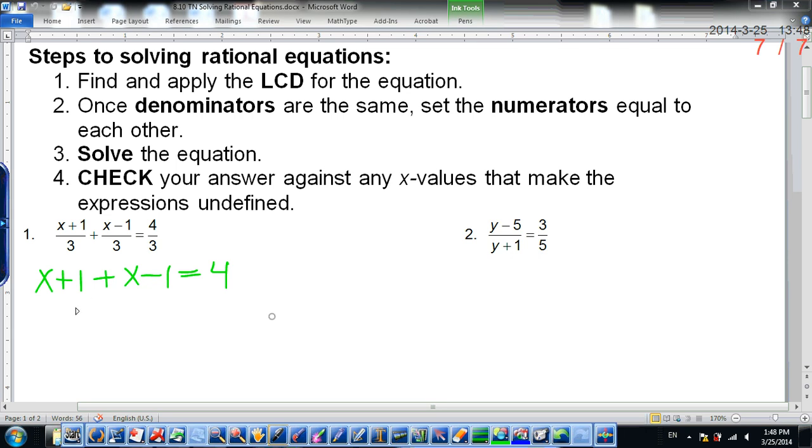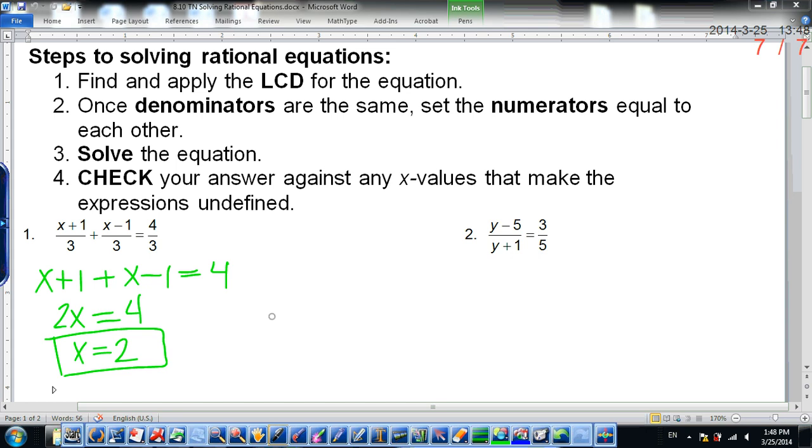All right, so that would give me 2x is equal to 4, which tells me that x is equal to 2. Now technically this is not a rational function or a rational equation because my denominators are not polynomials of degree greater than 1. So this is an example with fractions to show us how this works. So there would be no chance of an extraneous solution here. All right, look at number 2.